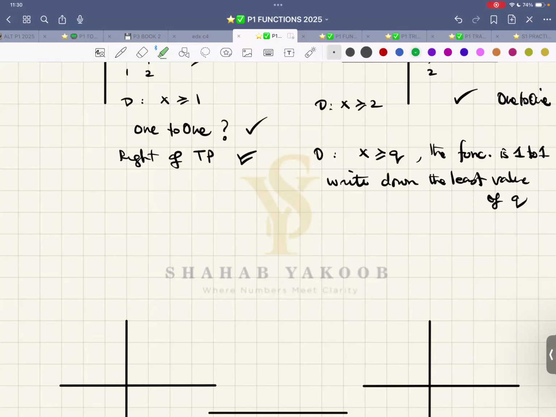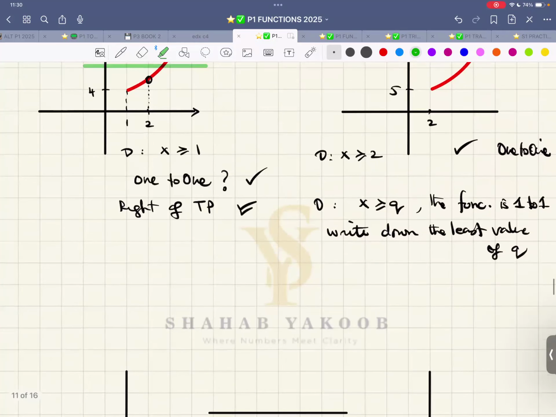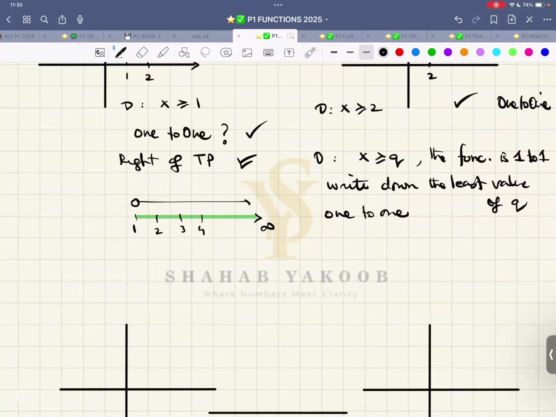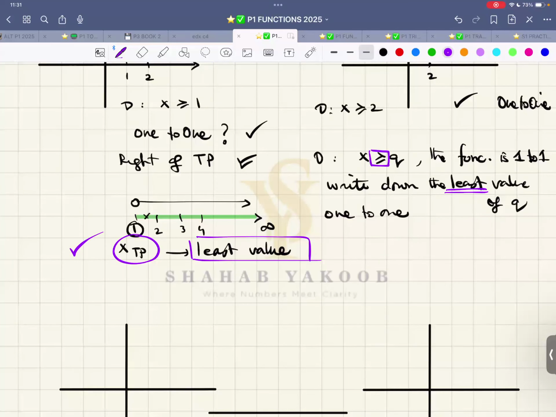So now, if I draw this number line over here, this is the turning point, 1, this is 2, this is 3, this is 4, all the way till infinity, it's 1-to-1. Out of all these values, they could also be decimal values. The x coordinate of the turning point will be the least value. Also remember, whenever they ask us for greater than or equal, they would be asking us for the least value, and that least value will be the x coordinate of the turning point.